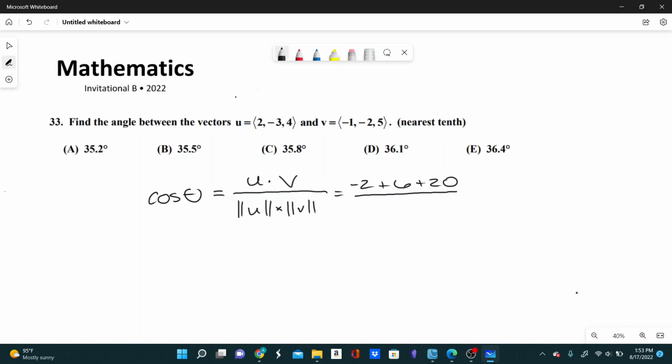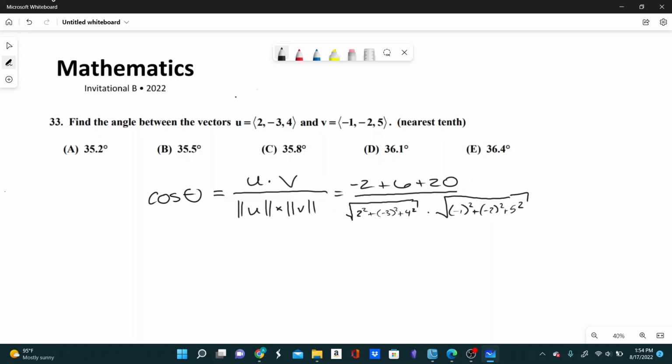As far as the magnitudes go, the magnitude of u will be the square root of the sum of the squares of the terms. So we have 2, -3, and 4. The magnitude is the square root of 2 squared plus -3 squared plus 4 squared. And same thing for v: -1 squared plus -2 squared plus 5 squared.